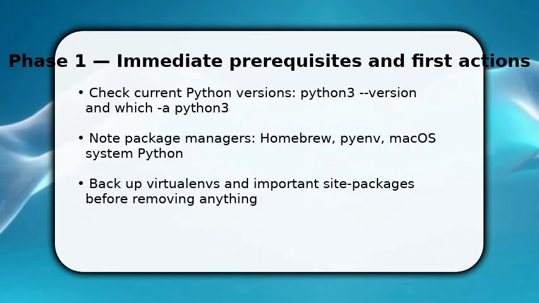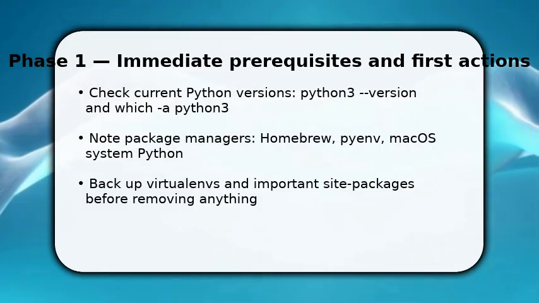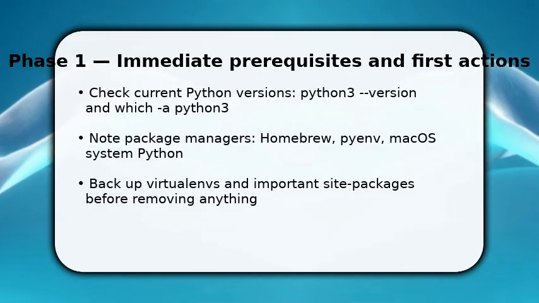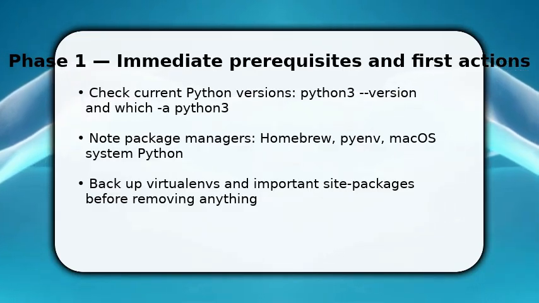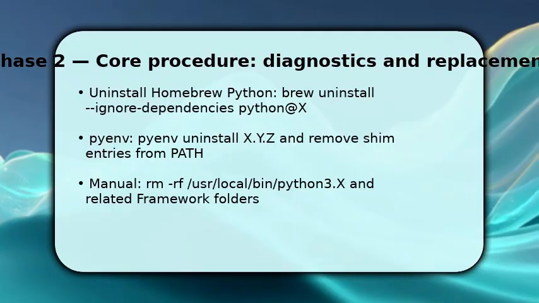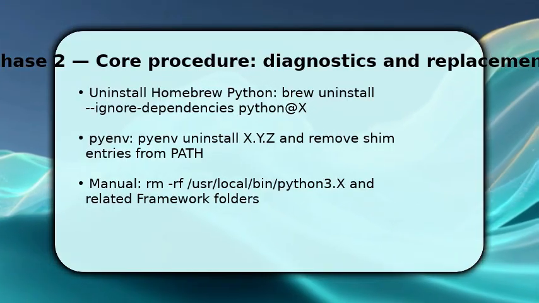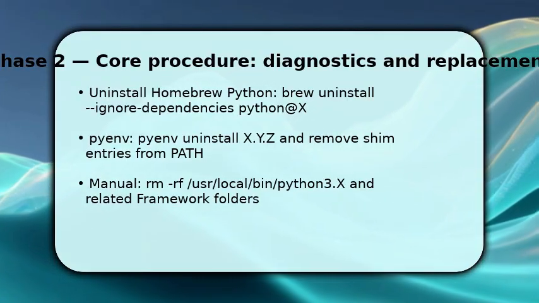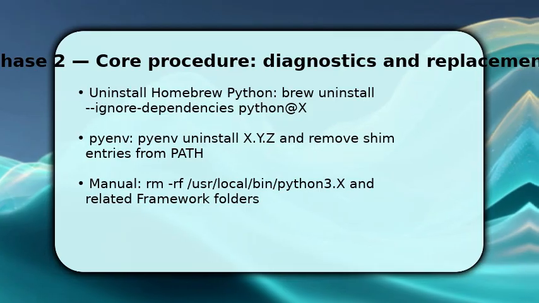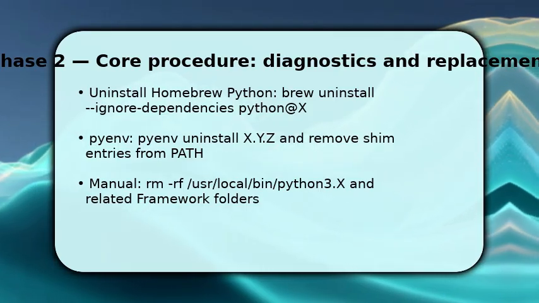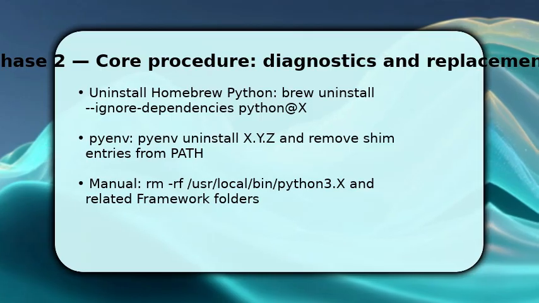You now remove the identified installation. If Homebrew installed it, run brew uninstall --ignore-dependencies python@x and then brew cleanup. This ensures formulas and symlinks are removed. For pyenv, run pyenv uninstall x.y.z and check ~/.pyenv/shims are updated, then restart the shell.